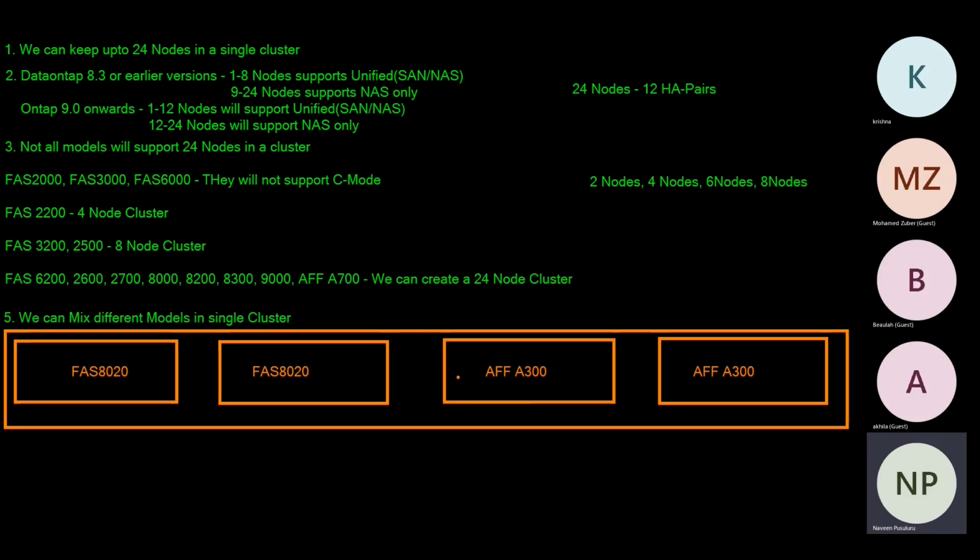But there are some rules we need to check before adding them to a single cluster. We have to check whether they will support this kind of configuration or not. Even that we can check in the portal, whether they will support being part of a single cluster or not. So these two are an HA pair, and these two are an HA pair.